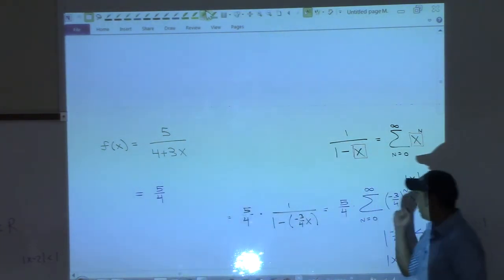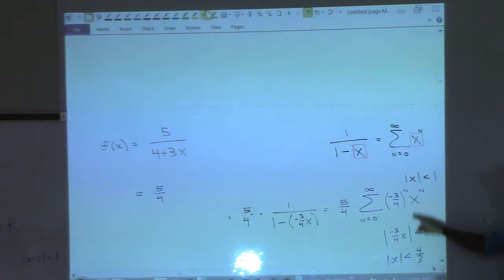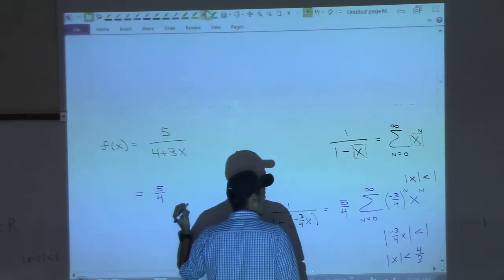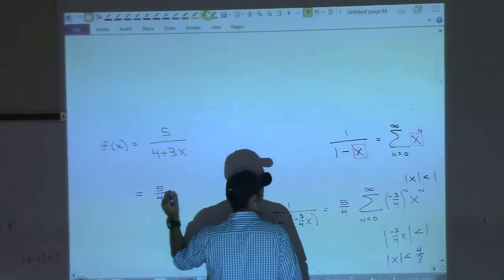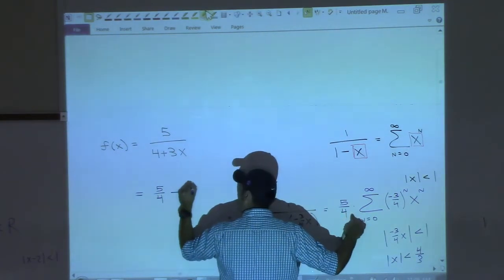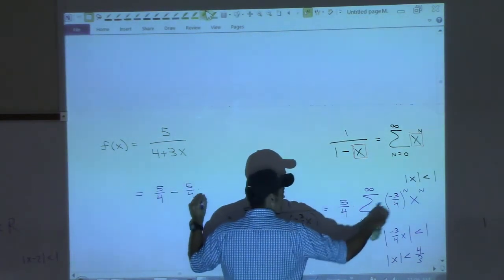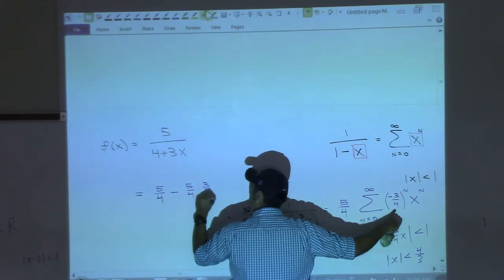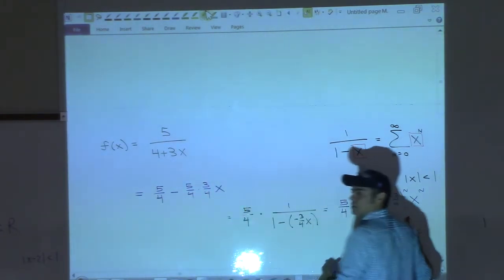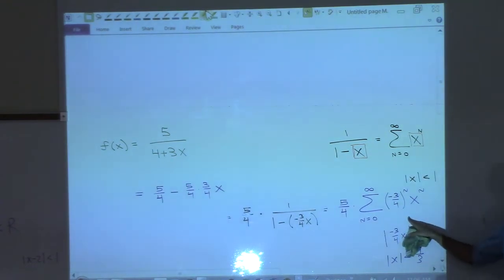And now let n be 1. So if n is 1, we're going to get negative 3/4, right? x to the first power times 5/4. So it'll be minus, won't it? Is it going to be minus? Yes, minus 5/4 times that to the first power. See, I put the negative out here. And then x. Now let n be 2.